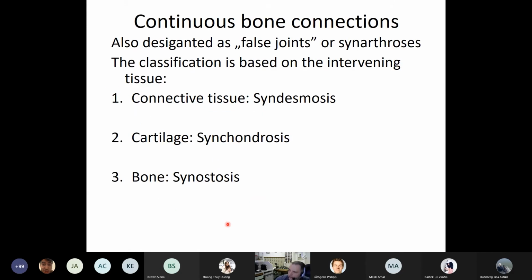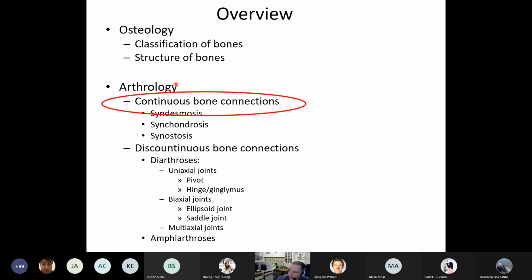And then let's talk about the connections of bones now. This is the so-called arthrology. Arthrology refers to the part of anatomy which is about the bone connections. And bones may be connected with each other continuously.